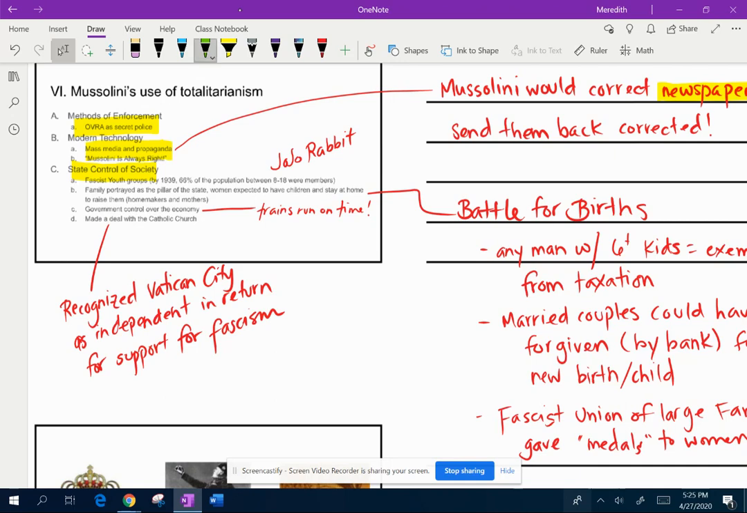So on top of it, another method to control society is that the family was portrayed as the pillar of the state. So what that means is that only a married couple, right? That's the ideal that everyone should strive for. And women were expected to stay home and have children, not have jobs. They're expected to be homemakers and mothers.